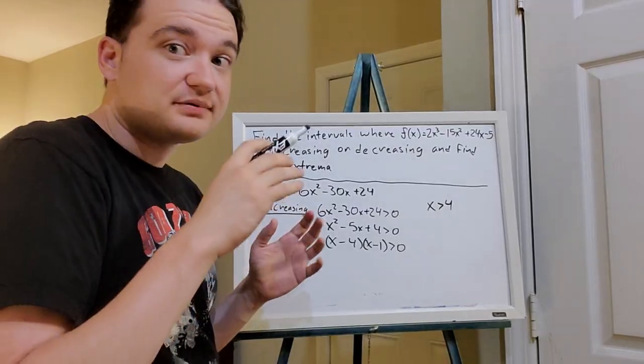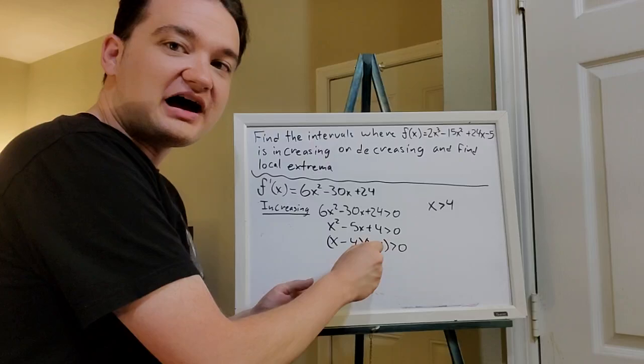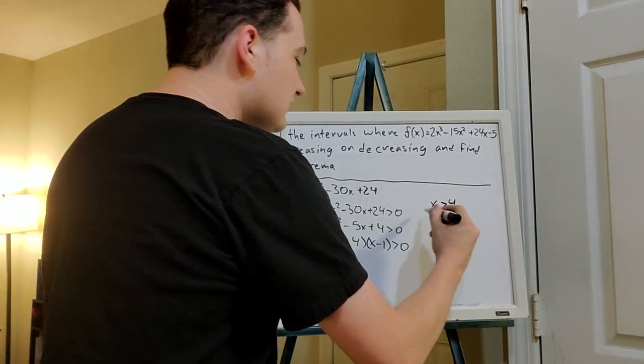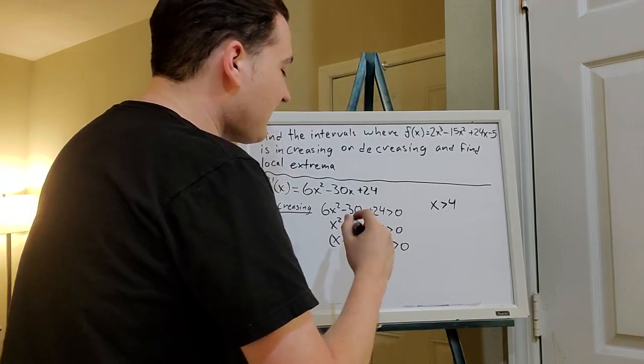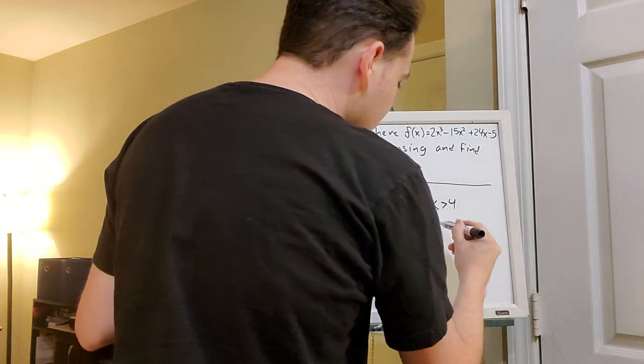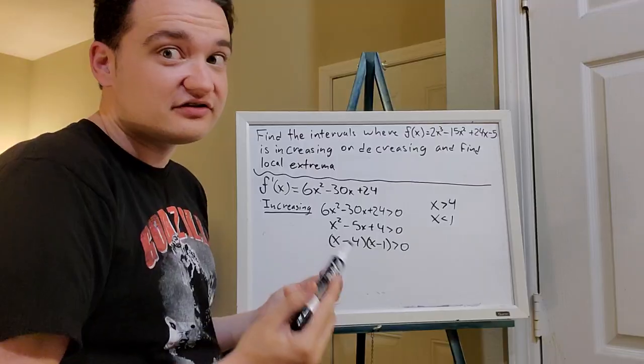If x is between 1 and 4, this is going to be negative. This one's going to be positive. A negative times a positive is still a negative, so that's not going to work. But if x is less than 1, then both of these are negative, and the product is positive, and we're bigger than 0 again.